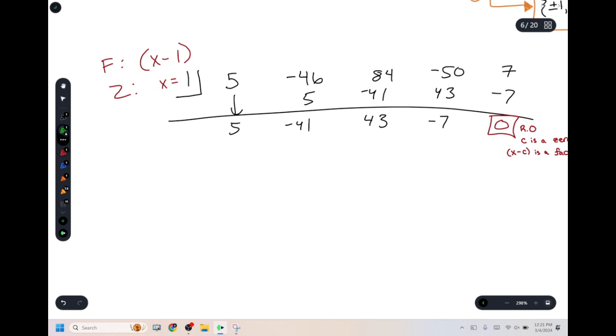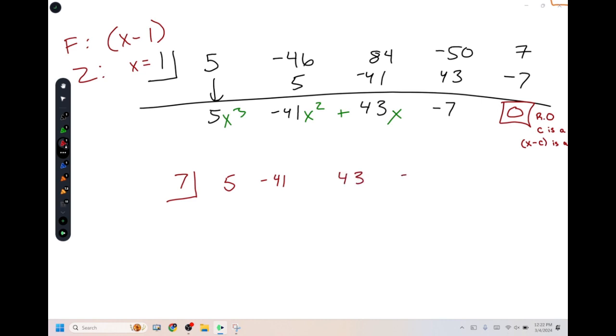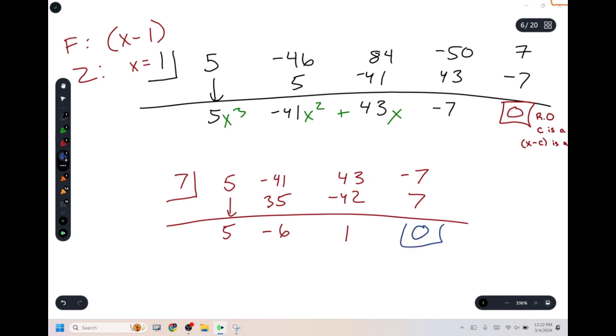And then we go X cubed, X squared, X. There's some plus signs in there. What was the next one? 7? Oh, that's ugly. I think so, yeah. That's a lot of work. All right, well, we're going to try out 7 because we cheated. I'm telling you these numbers are a little bigger, but they're still good for you to practice. And there were only 8 total numbers to try. 5, -41, 43, -7. Drop it down. 35, -6, -42, +1, 7.